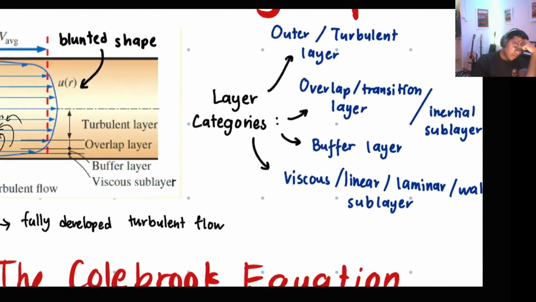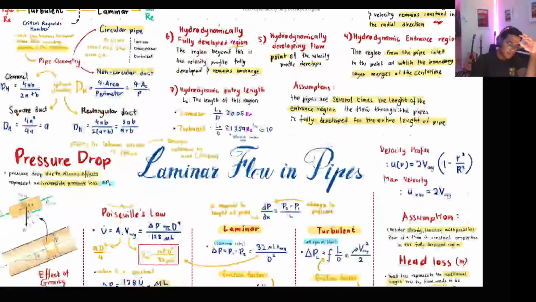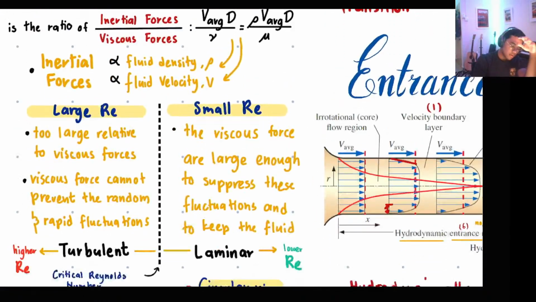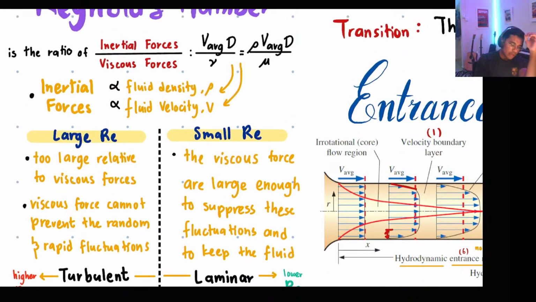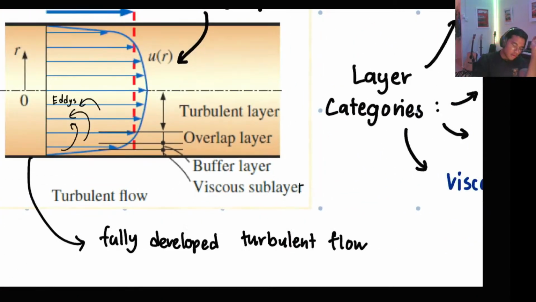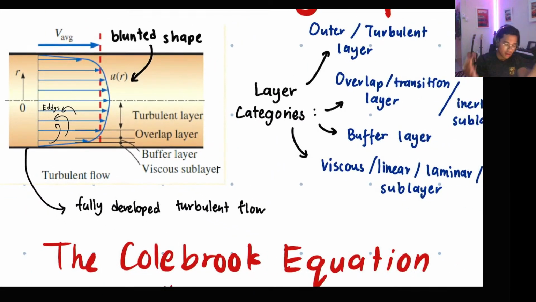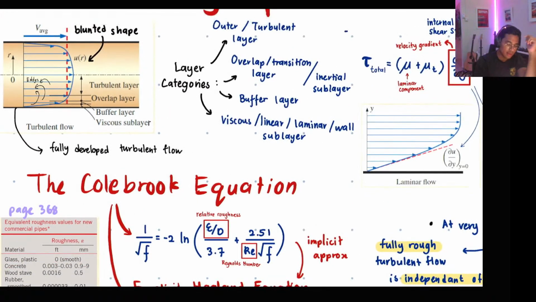Like we mentioned on the first page, if you have a large Reynolds number, the inertial forces are much bigger compared to the viscous forces. This translates to the velocity profile. So the viscous sublayer is very thin compared to the turbulent layer, which is the inertial forces. So that's how we get it. That is the characteristic of a turbulent flow.